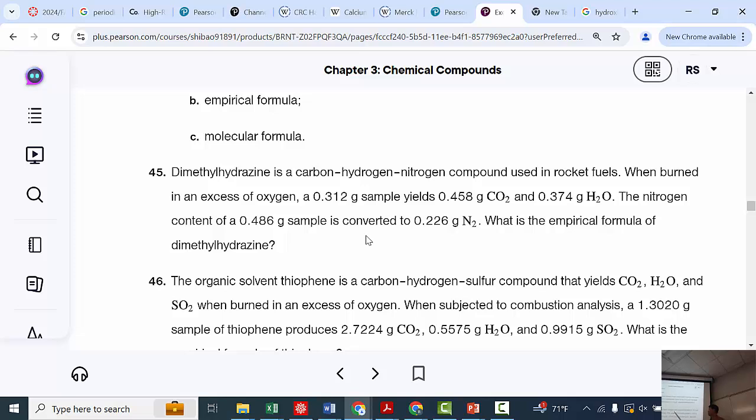Sulfur and phosphorus form different products. This is sulfur. Sulfur gets burnt to SO2. Phosphorus gets burnt to something else. But it's the same concept if there are other elements in there. It's just figuring out the moles of the elements.